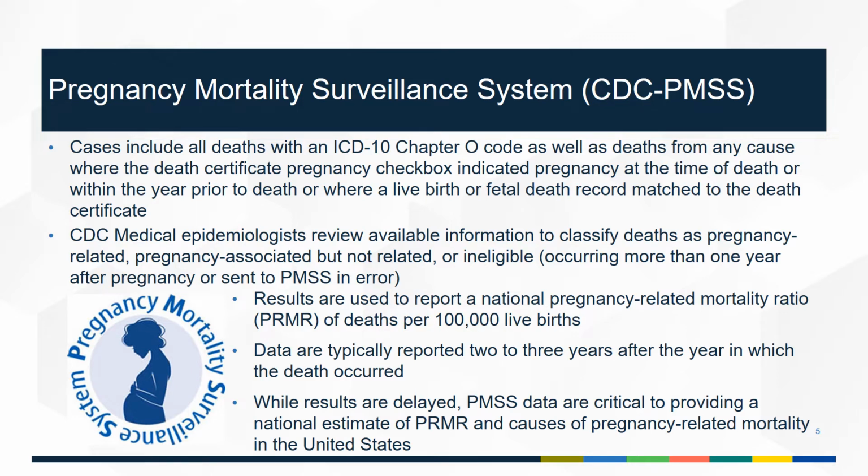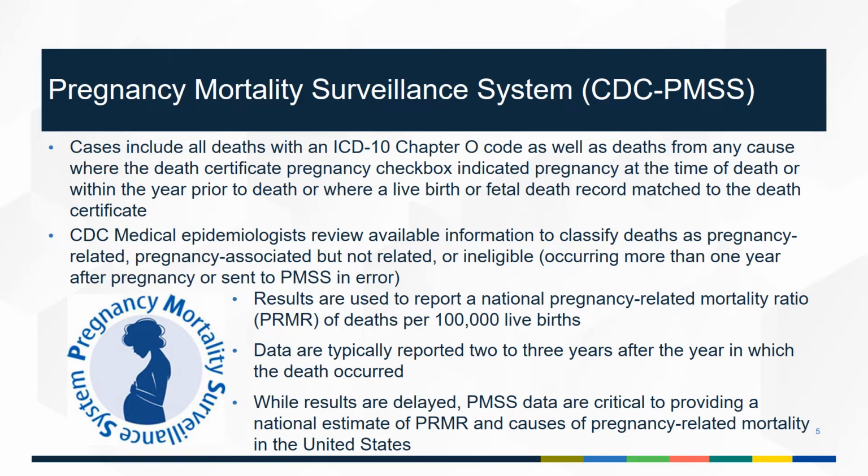A team of medical epidemiologists review all cases received from the jurisdictions to classify deaths as pregnancy-related or pregnancy-associated but not related. There are two additional classifications in PMSS that do not get counted because they are deemed ineligible. Since PMSS is interested only in deaths that occur within 1 year of the end of pregnancy, deaths where pregnancy was determined to have occurred more than 1 year prior are classified as such and excluded from the final count.